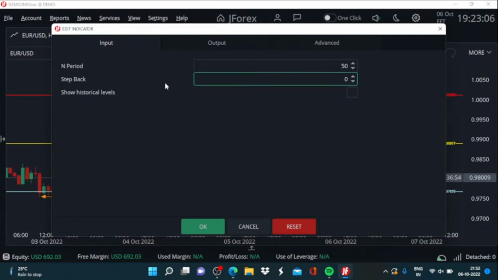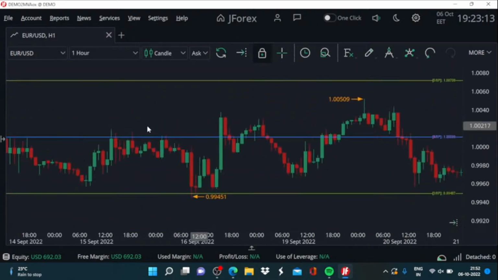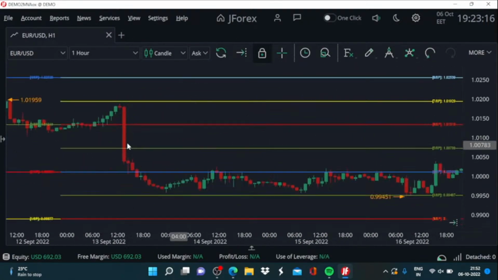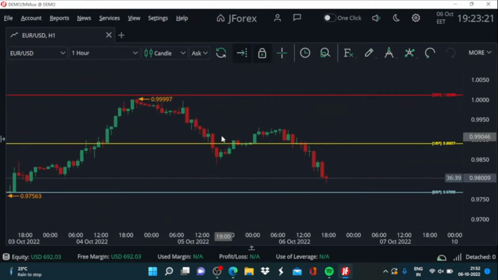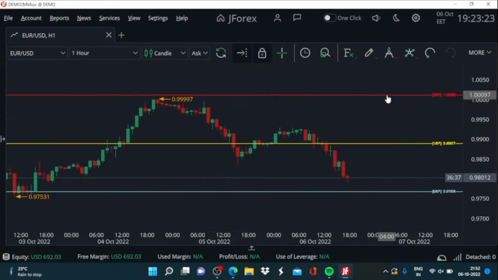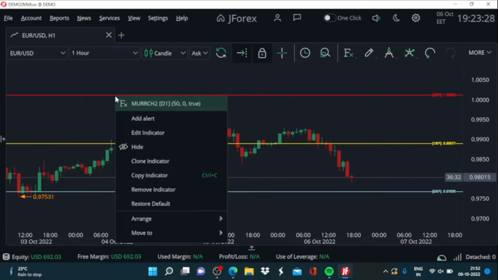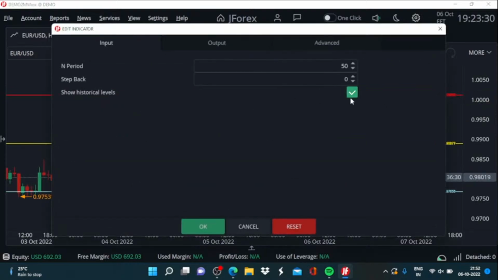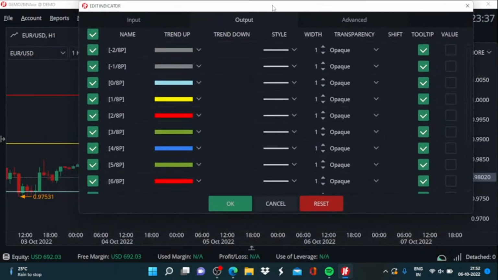If you want the historical levels, you can get that as well. So here, these are the historical levels. Now let us go back to the editing option again. All right, so we have this output combination also, which you can customize further.